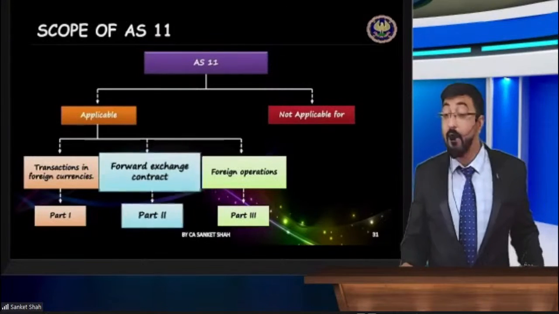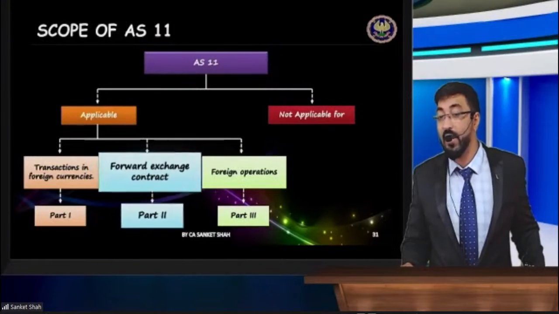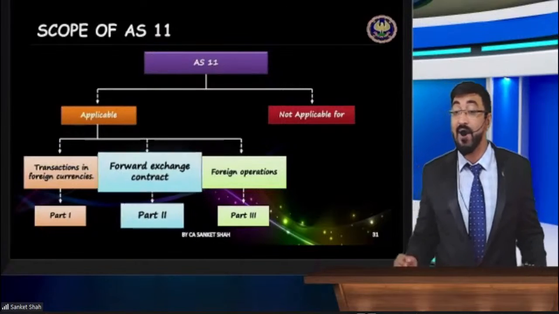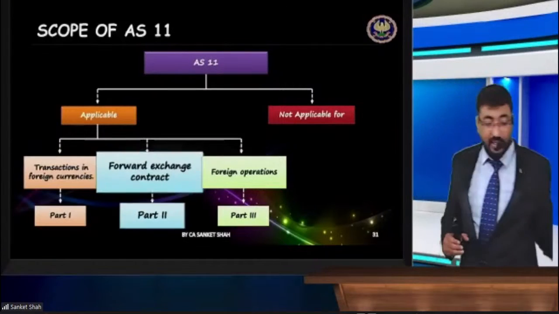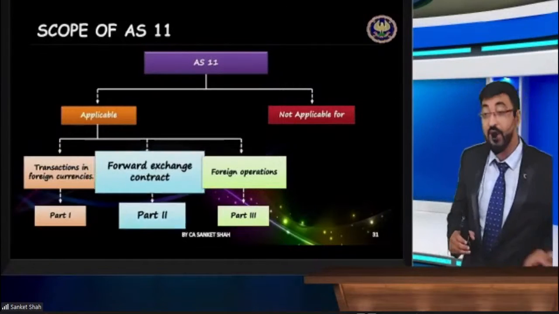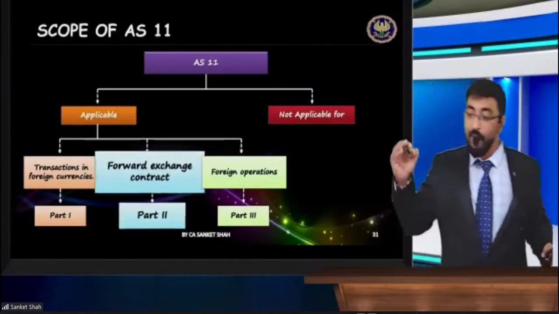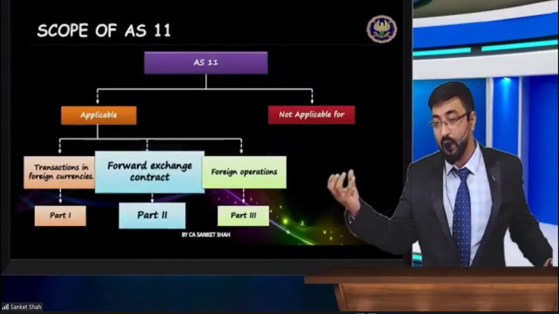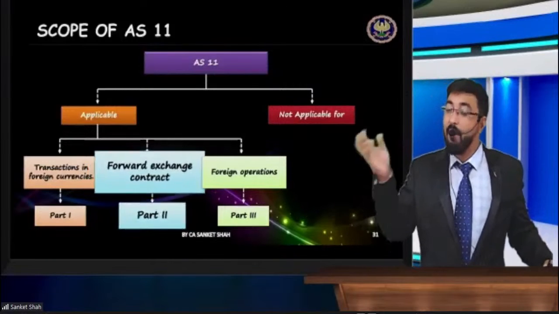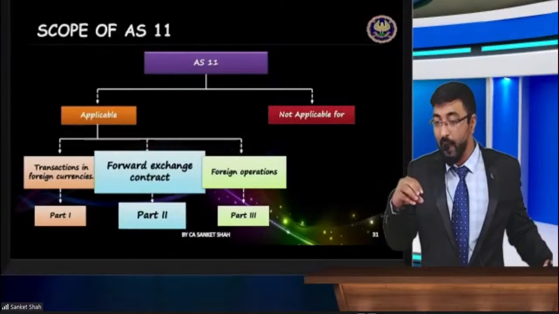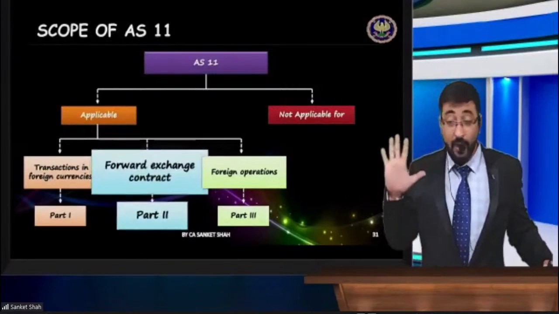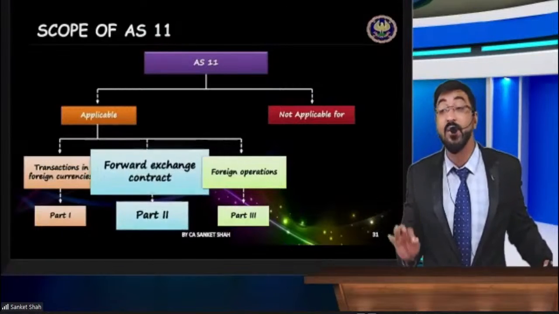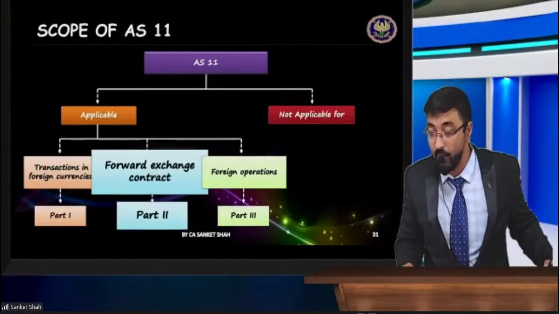Before starting the next concept, forward exchange contract, because we have covered transactions in foreign currency, I'm giving you a full idea about foreign exchange transactions within 2 minutes. It's very easy. Remember, today's dollar rate is 50 rupees, and after 1 year it is 55. So 5 rupees, if I bought some goods, is a loss for me. So I normally adjust it in the profit and loss account.